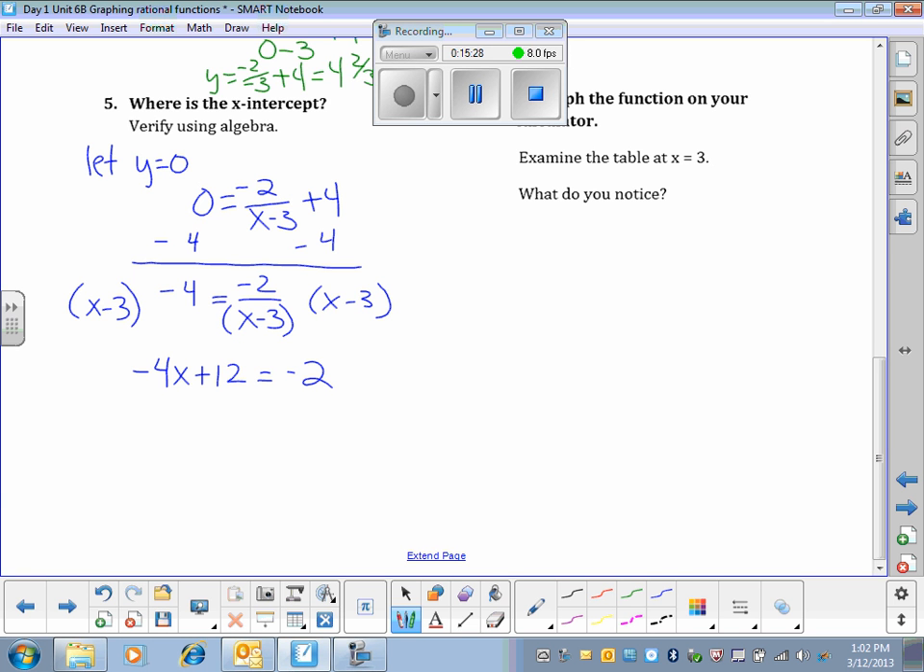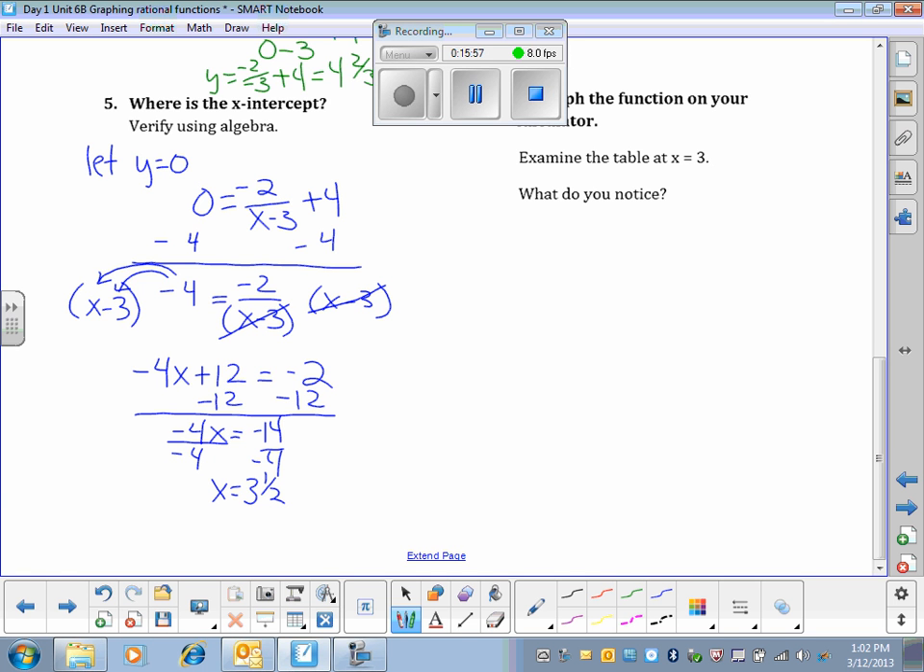Subtract negative 12 from both sides. See, this cancels, right? And then I just distributed this. Okay. Then you subtract 12 from both sides. You get negative 4x equals negative 14. Divide by negative 4. You get x is 3 and 2/4, which is 3 1/2.